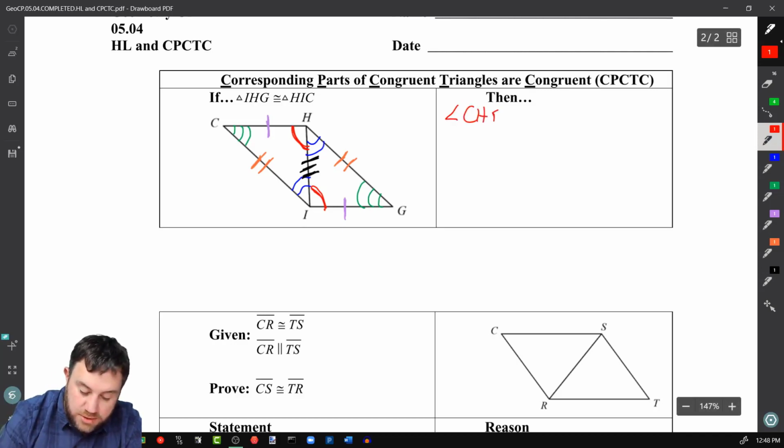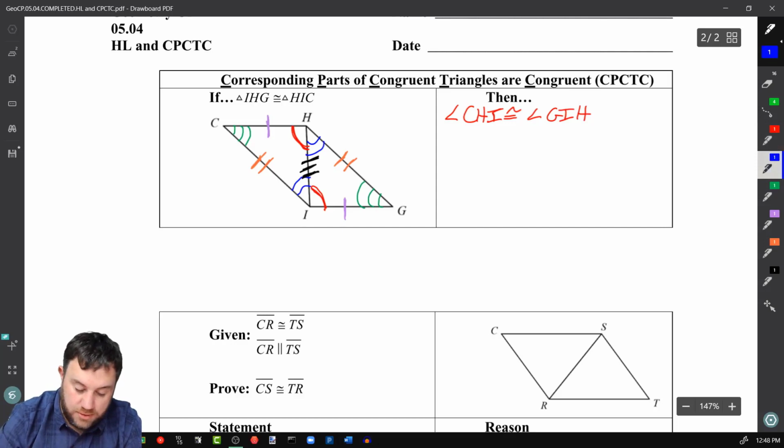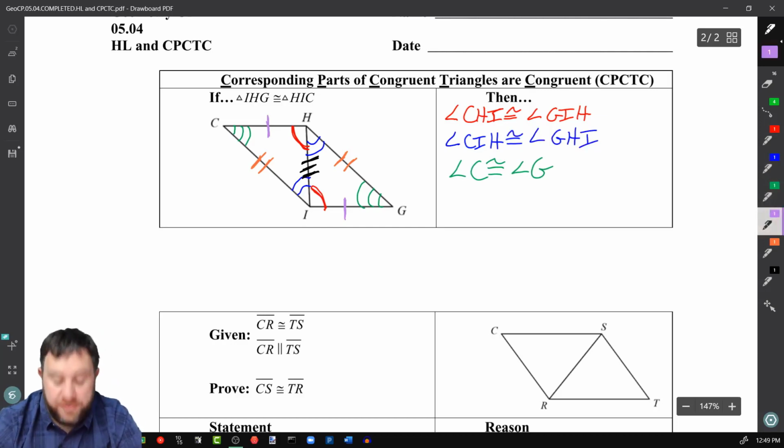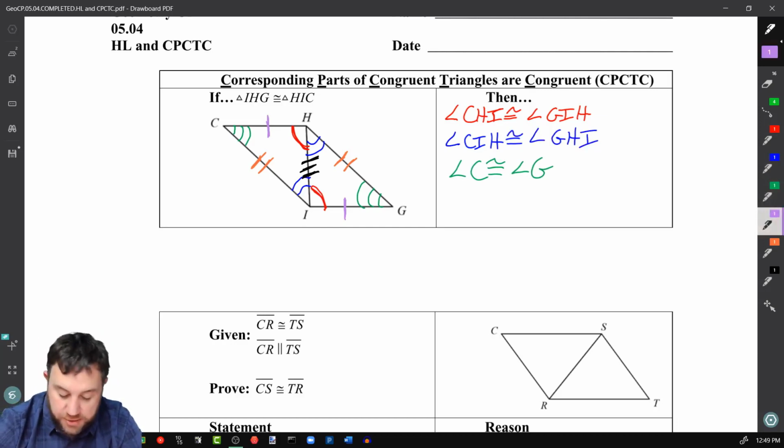Angle CHI is congruent to angle GIH. Angle GHI is congruent to, actually I'm going to start with the left triangle every time. So angle CIH is congruent to angle GHI. Angle C is congruent to angle G. We only need one letter for those because there's only one angle at each of those points.